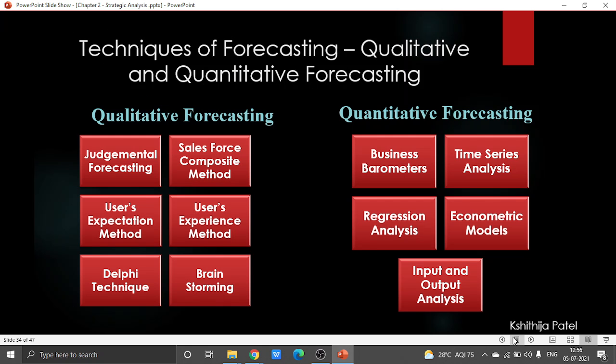So this is yet another way of seeing into things, that is qualitative forecasting and quantitative forecasting. All this that we have discussed, that is judgmental forecasting, sales force composite method, user expectations method, users experience method, Delphi technique. Brainstorming is something that we did not discuss.